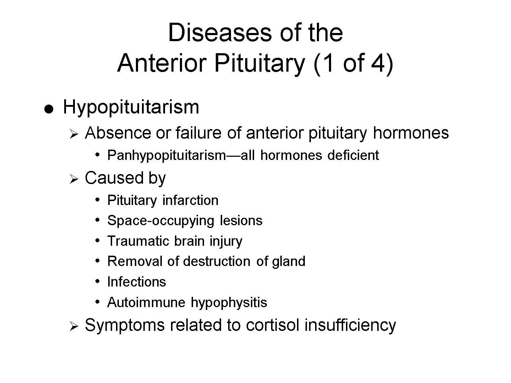Hypopituitarism is the partial or complete loss of anterior pituitary hormone secretion. When all hormones are affected, the condition is called panhypopituitarism. It can result from pituitary infarction, tumors, trauma, infection, or autoimmune inflammation. The symptoms vary depending on which hormones are deficient, with cortisol insufficiency being especially dangerous.